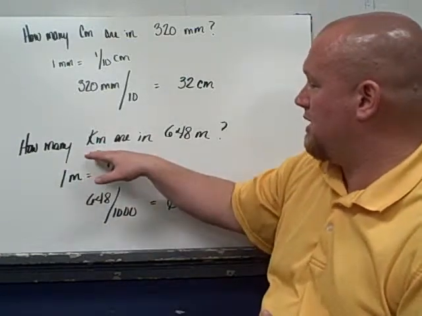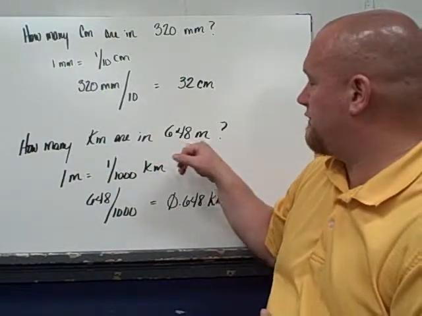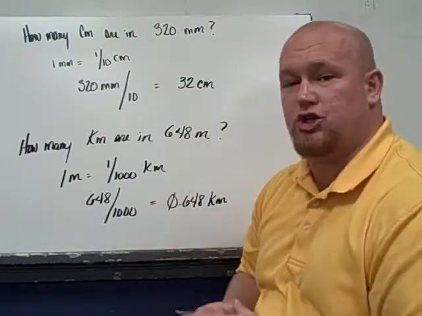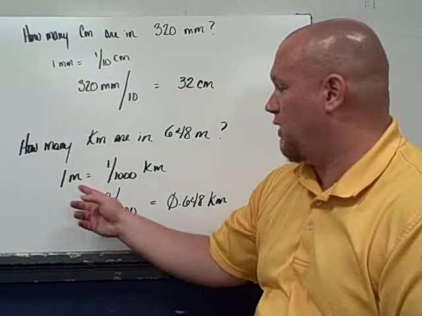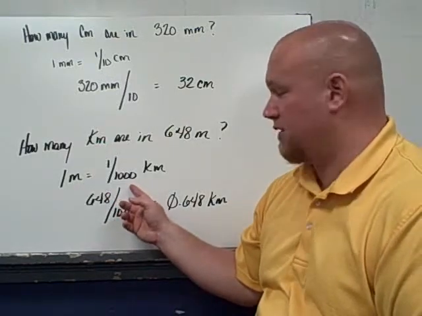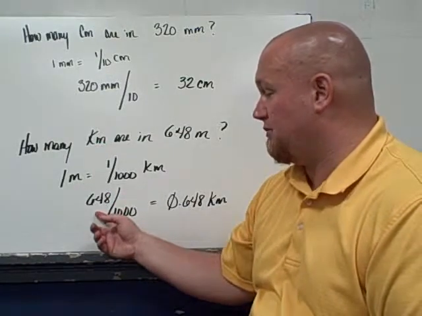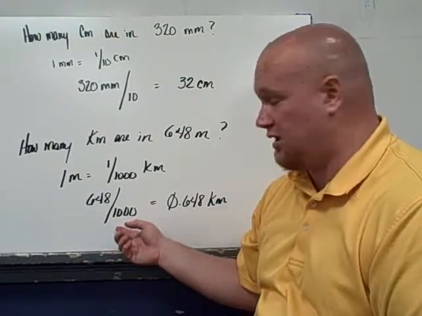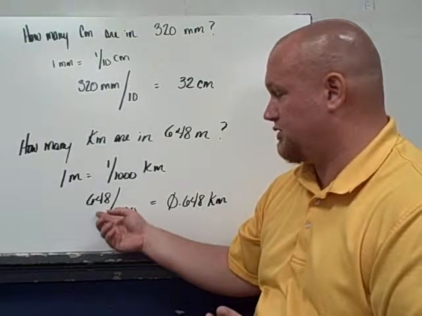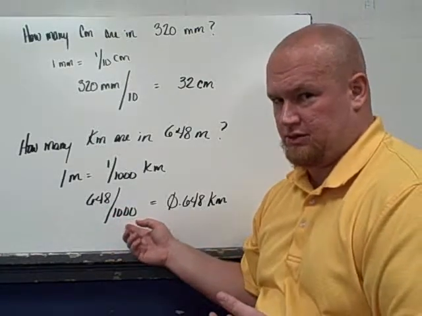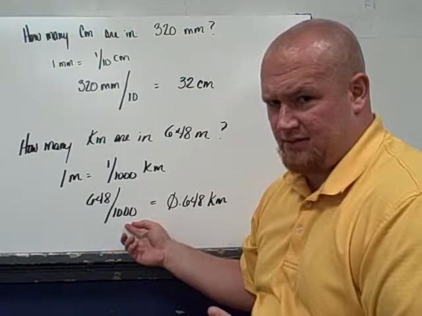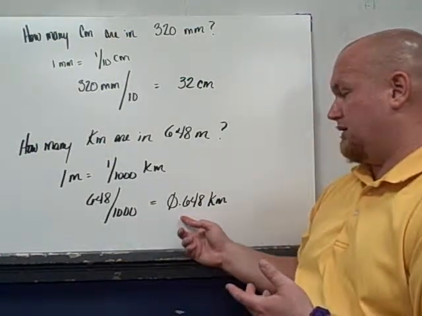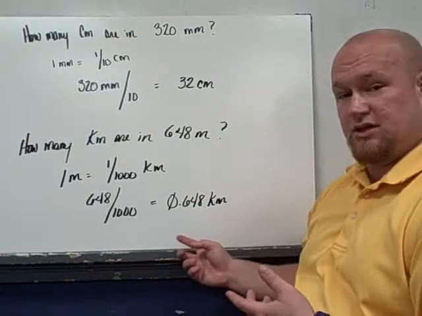What if I want to know how many kilometers are in 648 meters? I'm going from a smaller unit to a larger unit, so I have to divide. 1 meter is 1/1000th of a kilometer. So 648 meters out of 1,000 meters in a kilometer. Well, that's 648 thousandths. We could divide that, but what does that look like as a decimal number? It's 0.648 kilometers.